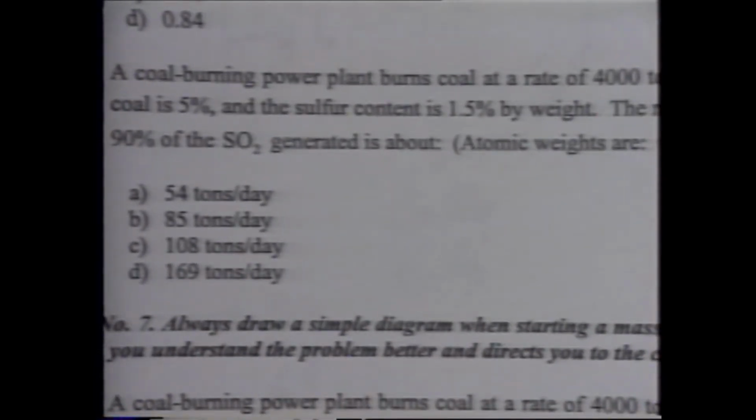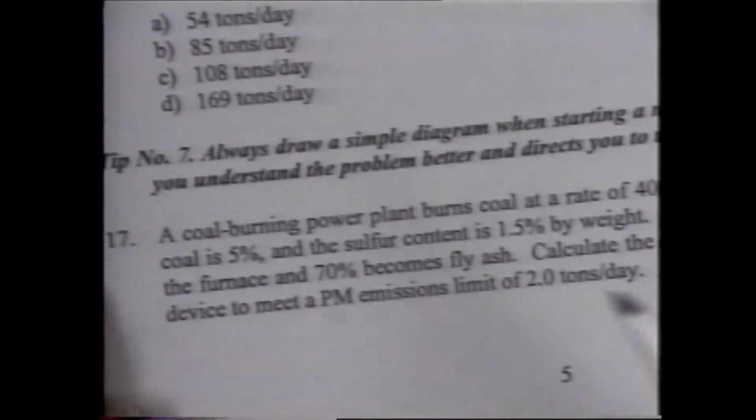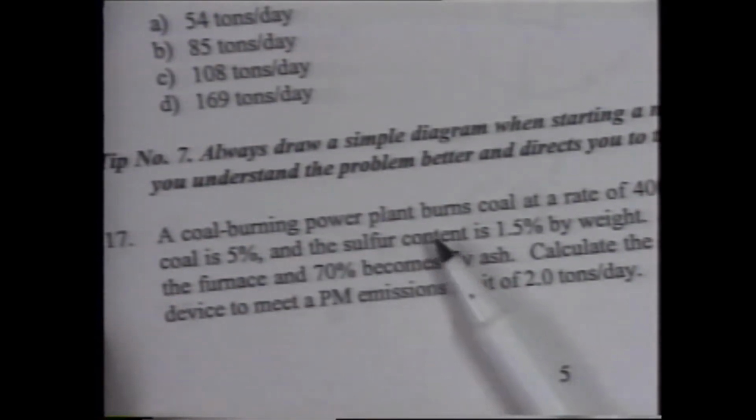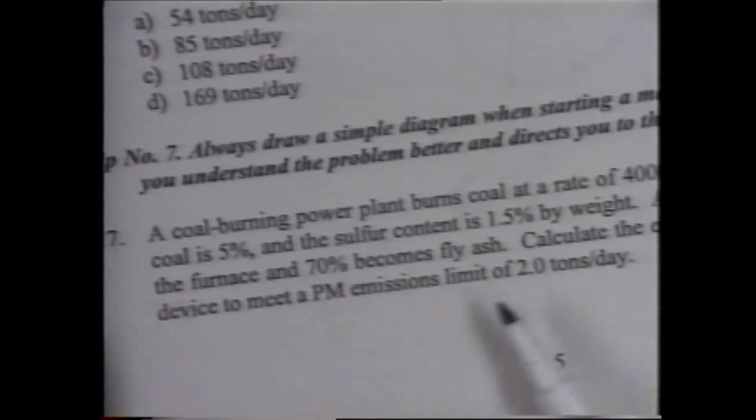Question 17, very similar. We're following up on that other question. We've got the same coal-fired power plant burning coal at 4,000 tons per day, the same ash content, same sulfur content, but now we're going to be looking at the particulate matter. Previous problem, we were doing a material balance on sulfur, now we're doing a material balance on particulate matter.